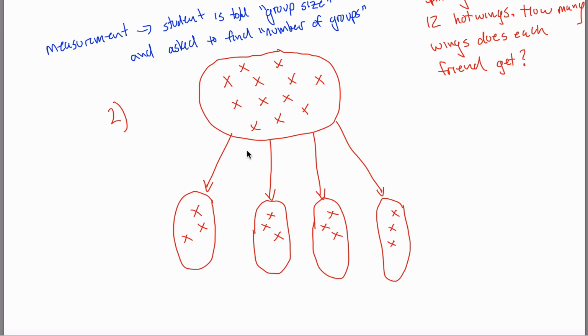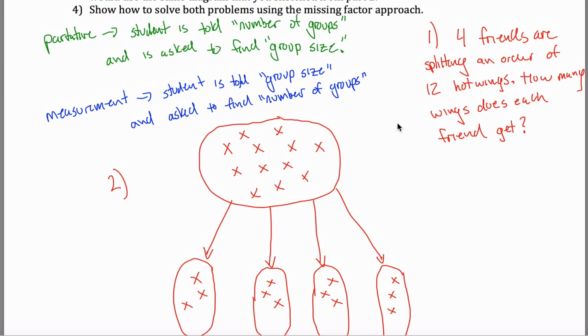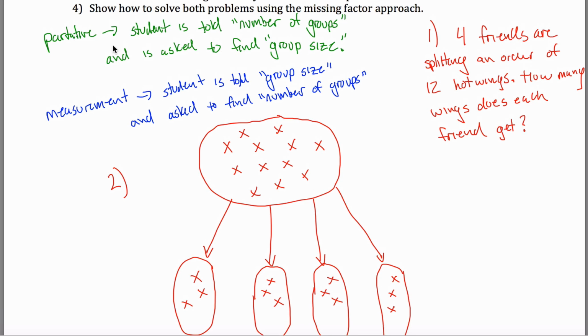And so what I did is I took these 12 and I knew that I was going to partition them into 4 different groups. And so my answer to the question would be 3, but it would be this model right here, this picture.